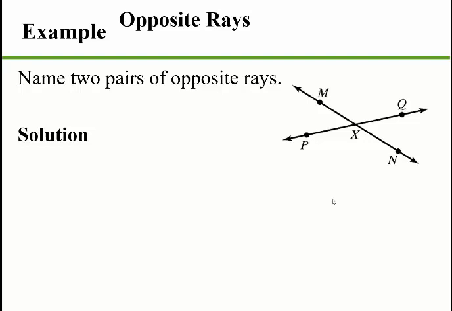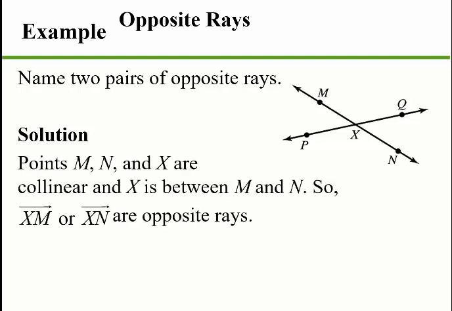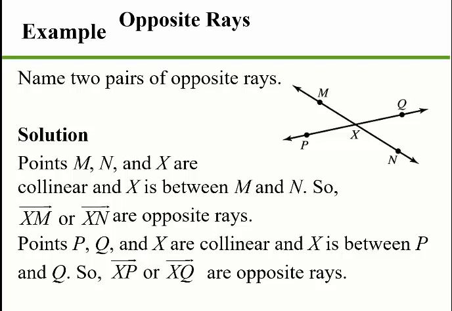All right, so let's take a look here with an example. Name 2 pairs of opposite rays. Well, if you look here, at the point where they intersect, X will be a point. Ray XM and ray XN would be opposite rays. And the same thing here, ray XP and ray XQ. The points M, N, and X are collinear, and X is between N and M, so XM and XN are opposite rays. The same thing: points P, Q, and X are collinear, so X is between P and Q. So ray XP and ray XQ are opposite rays.